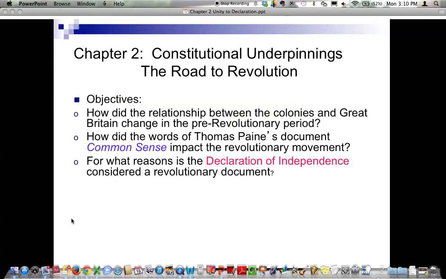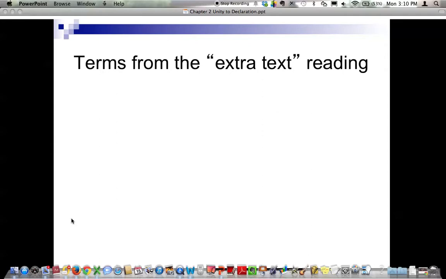So as we look at this next phase, we're going to focus a little bit on the history. These are called constitutional underpinnings. In other words, what is the road to revolution? Why did we want to rebel from the most powerful country in the world? So the objectives: how did the relationship between the colonies and Great Britain change before the American Revolution? How did the words of Thomas Paine's document Common Sense impact the revolutionary movement? For what reasons is the Declaration of Independence considered a revolutionary document?